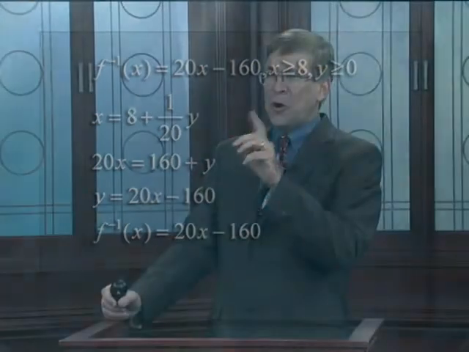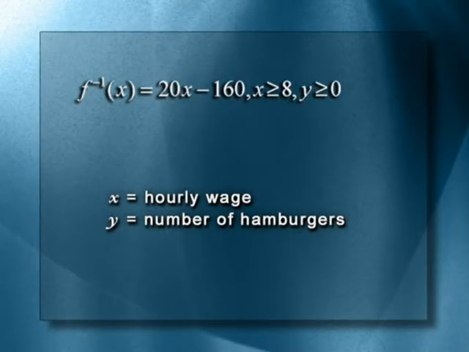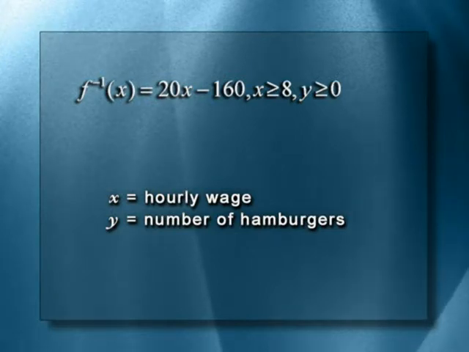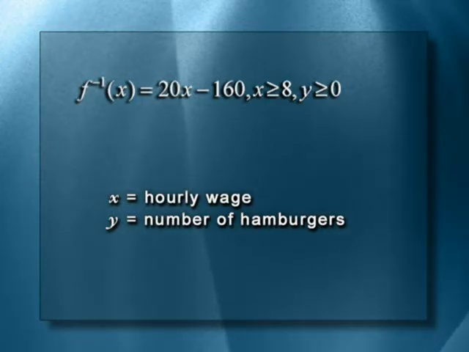All right. Who were these variables, though? Let's be careful now. x here is the amount of money I'm paid, and y is the number of hamburgers. And notice that the range previously was y greater than or equal to 8. That means the domain, x, is going to be greater than or equal to 8. And that's right, because at worst, I'm paid $8. I'm probably going to get more than that. But x greater than or equal to 8 is the domain of this inverse function.